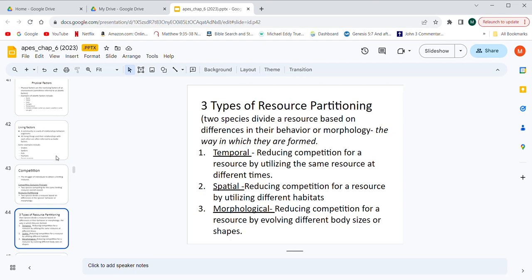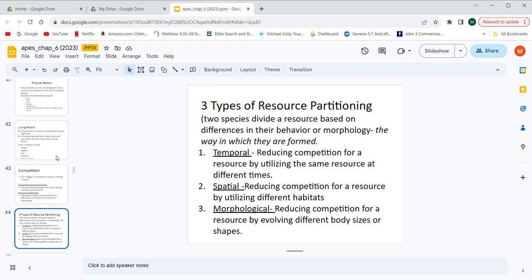They do that temporally, which is reducing competition for resources by using the same resources at different times. Okay, so let's say a species of swift, like birds, are going to go and eat insects, flying insects. They're going to fly in, they're going to consume them, they're going to do that during the day. Now, to avoid competition with bats who might eat the same insects, the bats are going to go out at night. That is temporal resource partitioning.